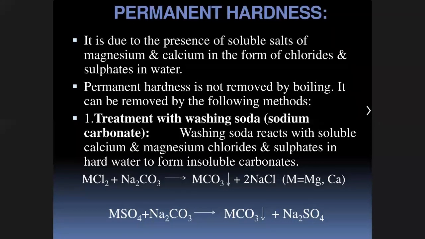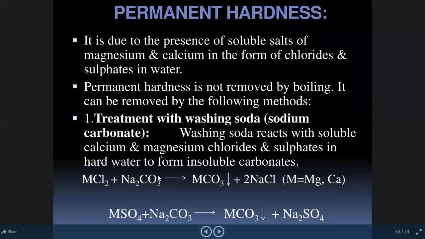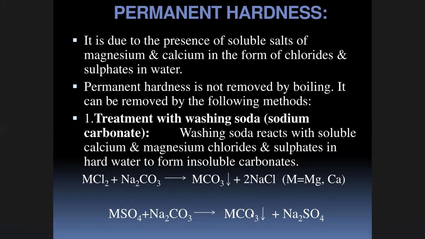Apart from boiling, you have to add so many things to remove it. First is treatment with washing soda. Washing soda is sodium carbonate. You have learned this thing in 10th class. So when you react washing soda with the calcium and magnesium chloride and sulfate, what happens? They will form an insoluble carbonate. So MgCl2 reacts with Na2CO3. It gives MgCO3 and NaCl. When MgSO4, means sulfate, reacts with Na2CO3, it gives MgCO3 plus Na2SO4. So that is how we can remove the permanent hardness.